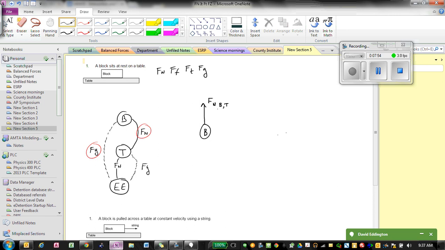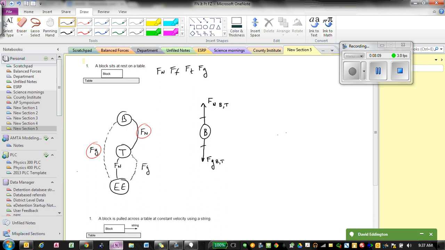Then I have this gravitational force. It's got to point down because the forces on this thing have to balance. I know these two have to be equal sized, and so now I have gravitational force on block by table.